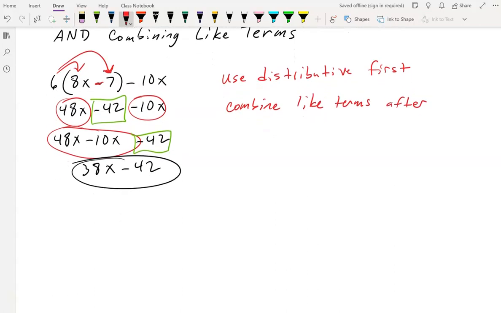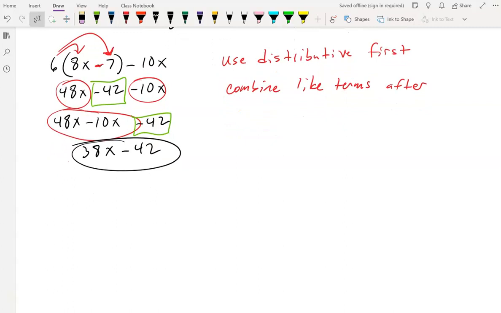Okay, let's move on to our second question. And let's see here, we'll get into one that has a negative. Negative 6 multiplied by 6p minus 9 minus 10p. Okay, well, first things first, we are going to use the distributive property. We're going to distribute negative 6 into 6p.